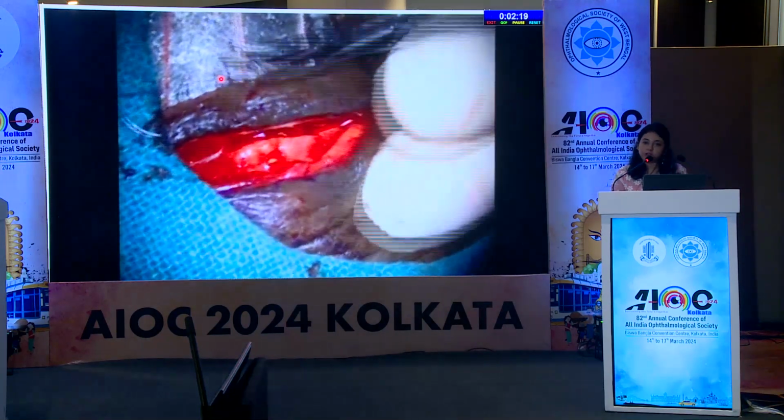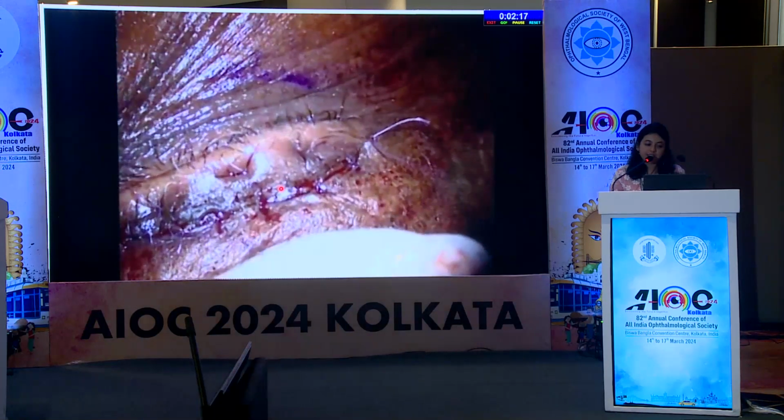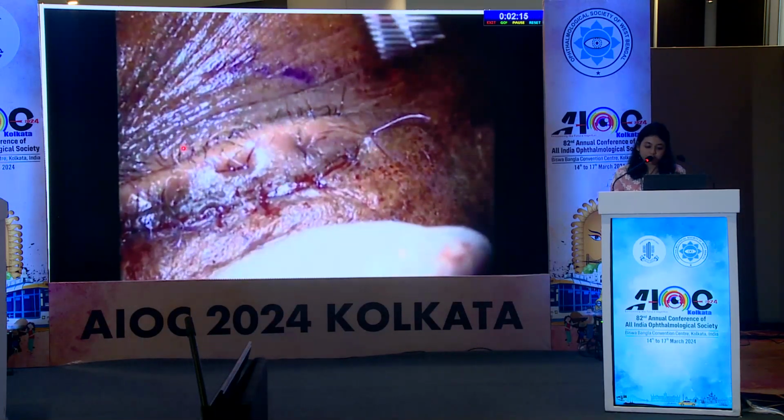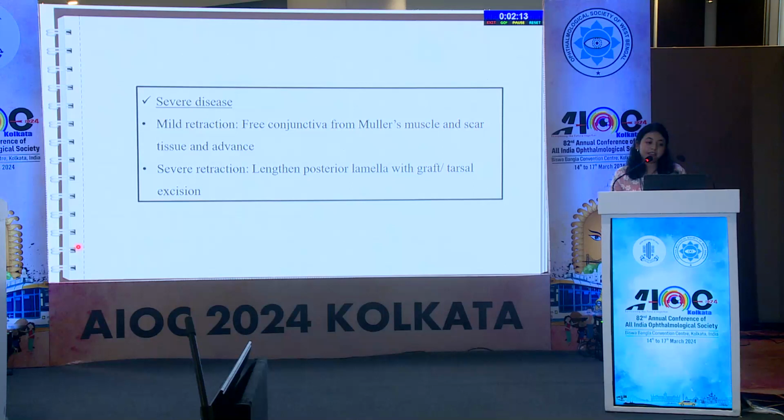This is in the form of a horizontal mattress suture. 3 of these sutures are passed centrally, medially, and laterally. This is what the end result is. Now, what if it's a very, very severe cicatrization? In such a case, the lids do not close when the patient attempts to close the eye.